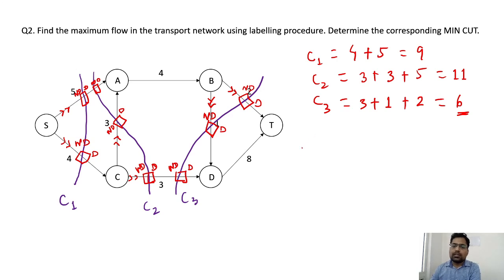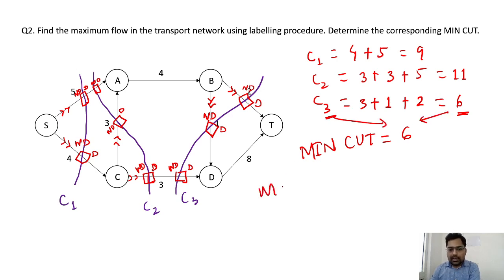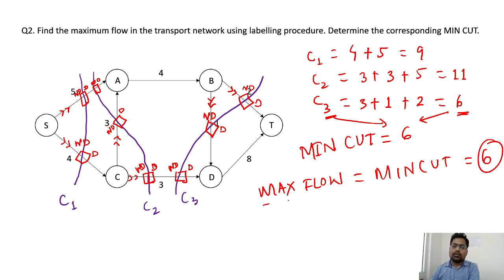So here you can say max flow, min cut is 6, which is this one. You can say the max flow is also equal to min cut, which is 6. This is what we can write as the answer, but we should know how we are picking up the values, or when we are picking up or when we are rejecting, that we should know.